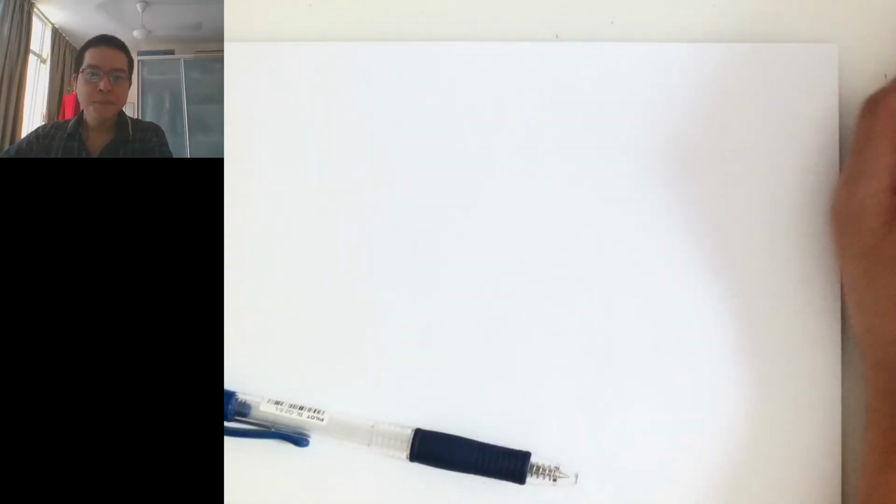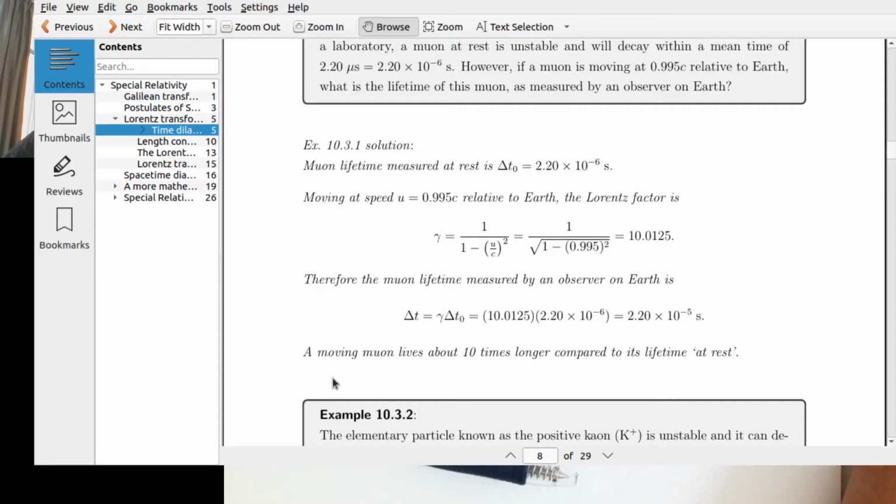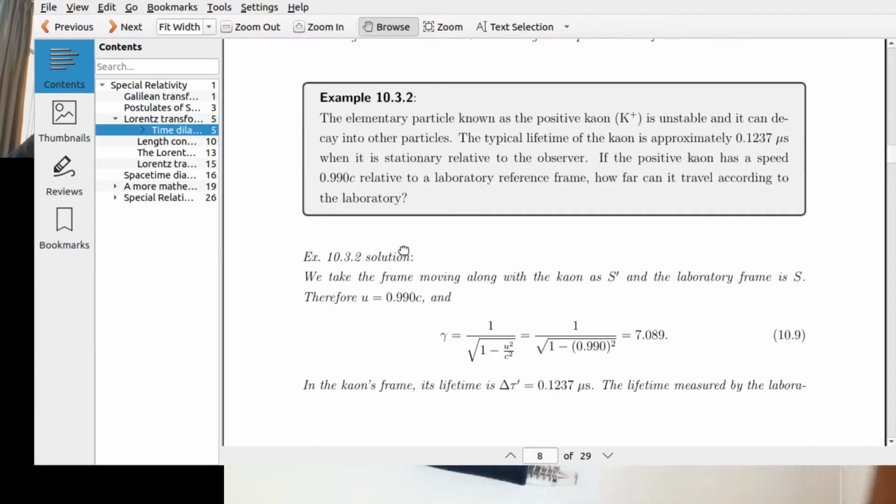10.3.2. So now I have another particle, right? Another particle is called a kaon, I think. K positive is unstable also. It can decay. The lifetime for the kaon is 0.1237, so it's shorter than a muon lifetime. So let me record this down.